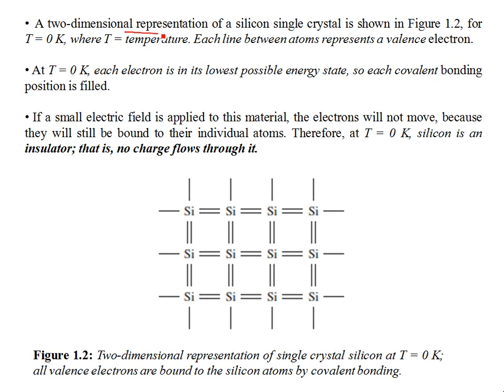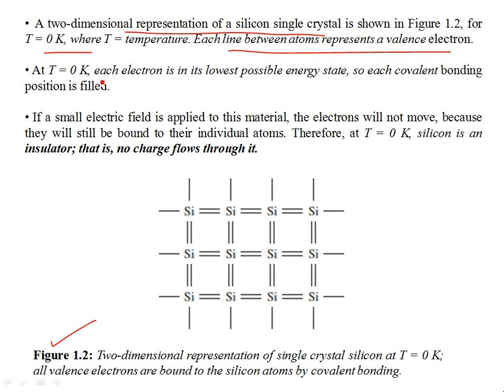So a 2-dimensional representation of a silicon crystal is shown in figure 1.2 over here. You see, where the temperature is 0 Kelvin, each line between the atoms represents a valence electron. You see it's a large crystal structure, with more silicon atoms which are covalently bonded together with four neighboring silicon atoms.